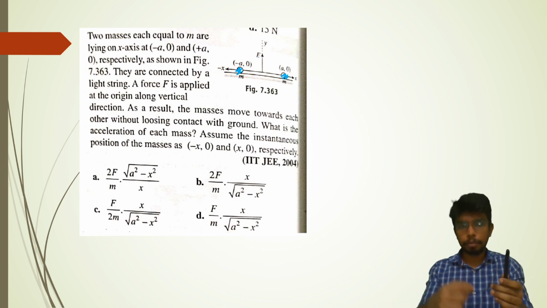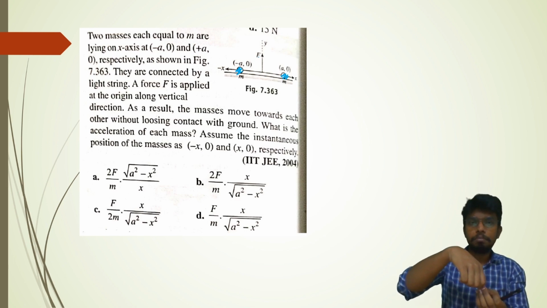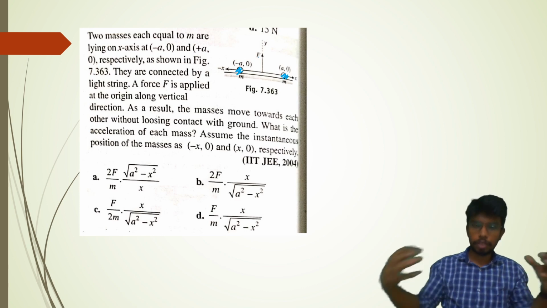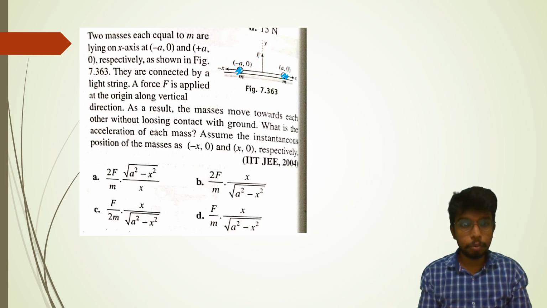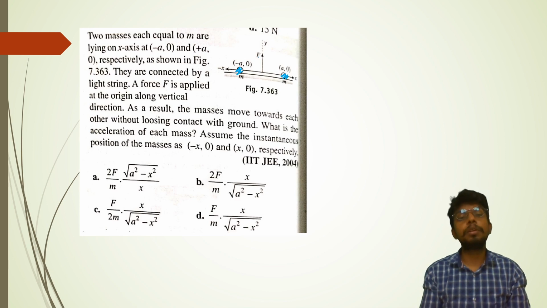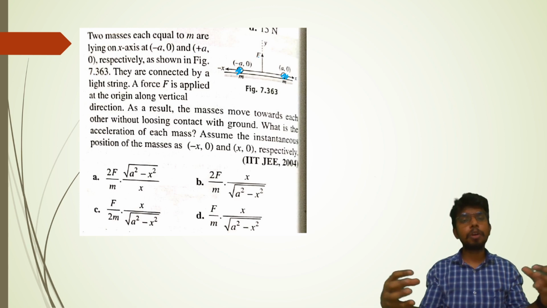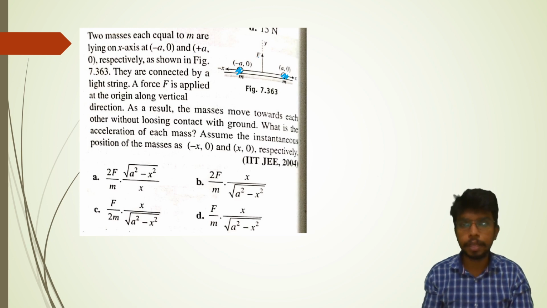Obviously, when we are moving this particular F, the string is tied to another string, and I'm pulling that string. So in that case, these masses will start coming closer towards each other without losing contact with the ground. We are moving it very slowly, so it has not yet lost contact with the ground. It is still on the ground. What is the acceleration of each mass? We need to find the acceleration of each mass.